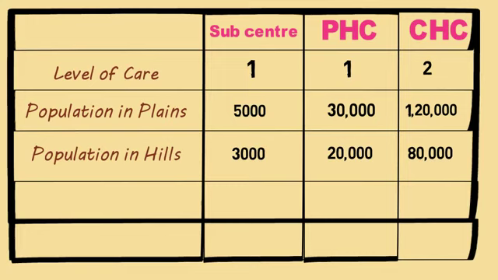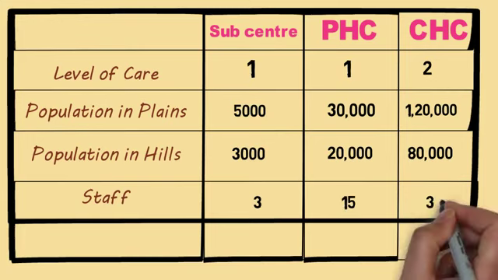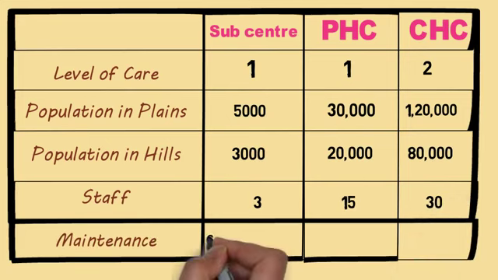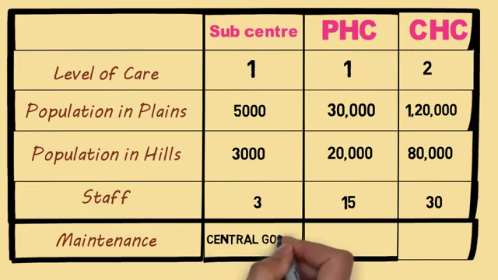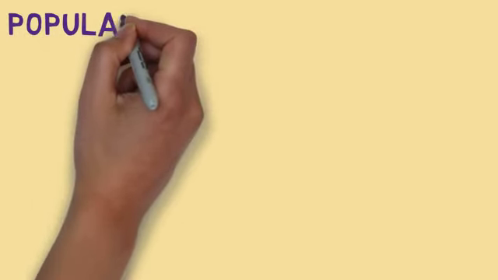The total number of staff in a subcenter is 3, in a PHC is 15, and in a CHC is 30. Finally, we should remember that the subcenter is under the central government, whereas the 2 others are under the state government. Next, we come to some population norms.